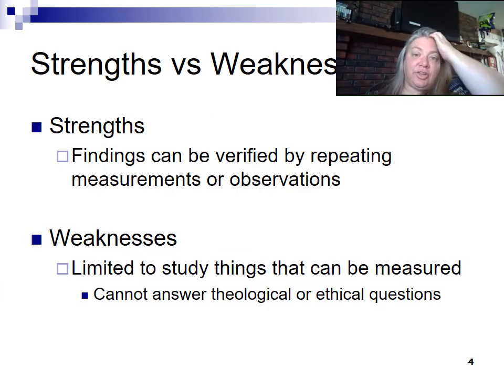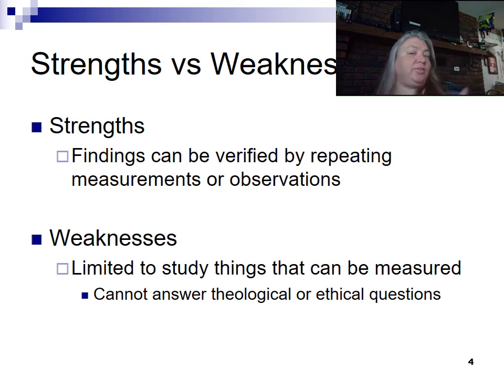So science in general has strengths, but it also has weaknesses. So the strength of science is that findings can be verified by repeating measurements or observations. So it's not just a fluke, something that only happened once. If it's actually going to be scientific, our scientific studies, it's going to be something that we repeat over and over and over again. But we also have a lot of weaknesses. Well, I don't want to say a lot. We do have some weaknesses.